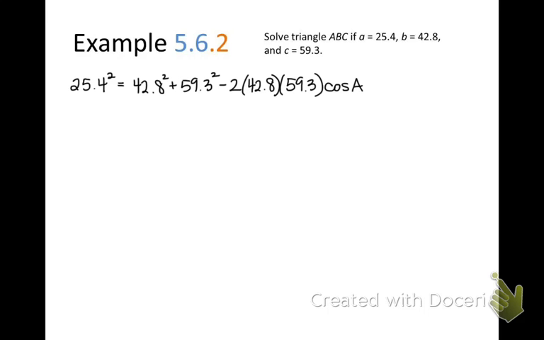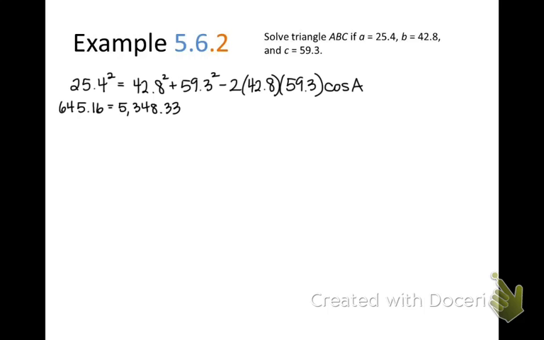All right, so we have to do a little bit of work here. I'm going to write it all out so that we can see what's happening. What's 25.4 squared? That is 645.16. Equals, and then I'm going to do both the 42.8 squared and add it to the 59.3 squared. And I'm getting 5,348.33.